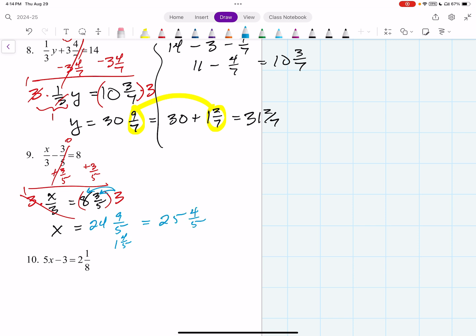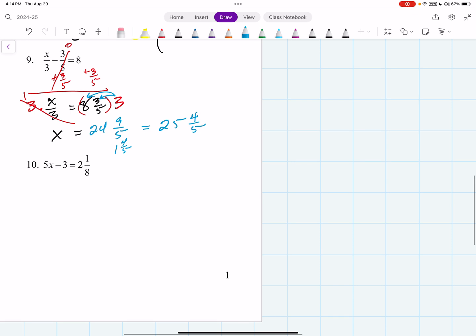And we're almost done. We got one more to go. Okay, last one here. We're going to add the opposite here too. So we're going to add 3 to both sides. And then you get 5x is equal to 2 and an eighth plus 3 is 5 and an eighth. You add the whole parts. 3 plus 2 is 5.